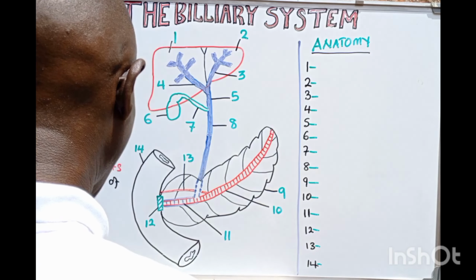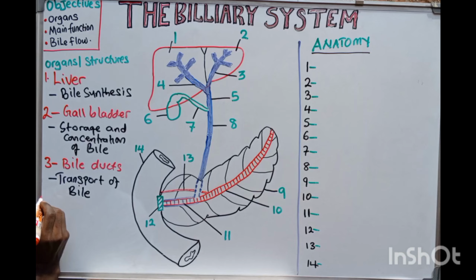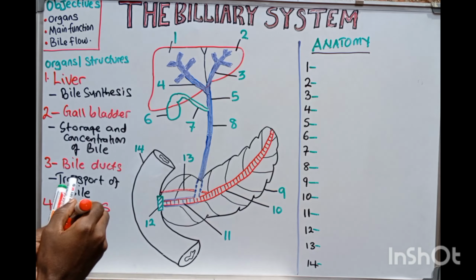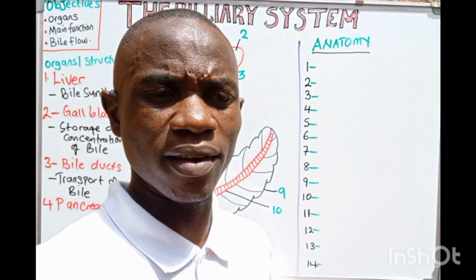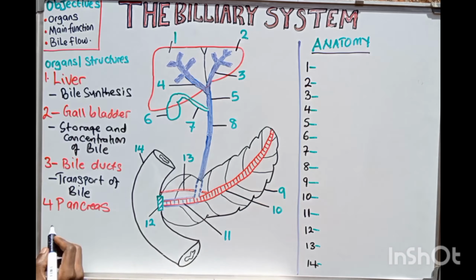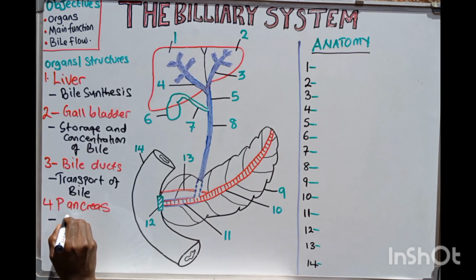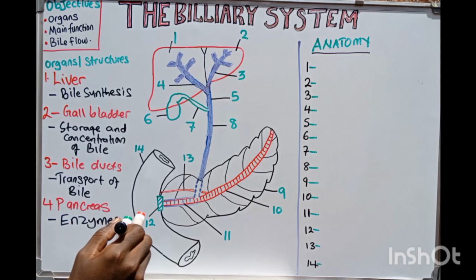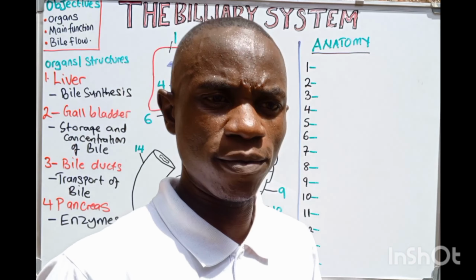Another important structure is the pancreas. The pancreas gives us enzymes, which we call the pancreatic digestive enzymes, and we have a couple of them that digest all the food nutrients.